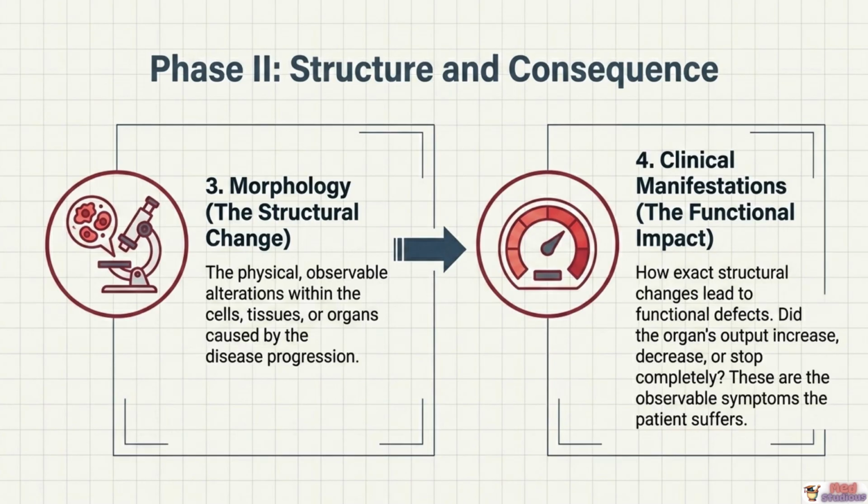The fourth dimension, clinical manifestations, describes how the morphological changes translate into the functional deficits and symptoms that the patient experiences. When the glomerular architecture of the kidney is destroyed by immune complex deposition, the clinical manifestation is proteinuria, hematuria, and eventually renal failure. The structural change and the functional consequence are inseparably linked, and understanding both is what makes pathology not just an academic exercise, but a direct clinical tool.